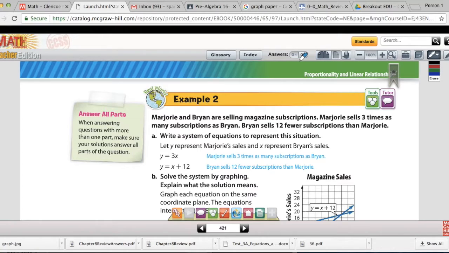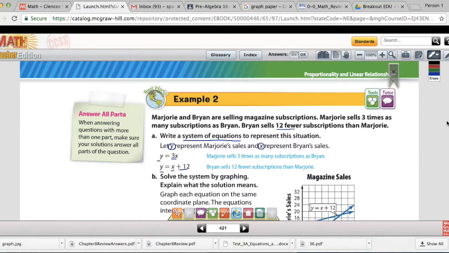For example 2, at the top of page 421, we have a story problem that asks us to write a system of equations. You cannot write a system of equations if you don't know what your x and y are going to equal. So that is always how you need to start. So y is going to be Marjorie's sales, x is going to be Brian's. So Marjorie, y, is equal to 3 times x because she sold 3 times as many. And also Marjorie is equal to Brian plus 12 because Brian sold 12 fewer than Marjorie.